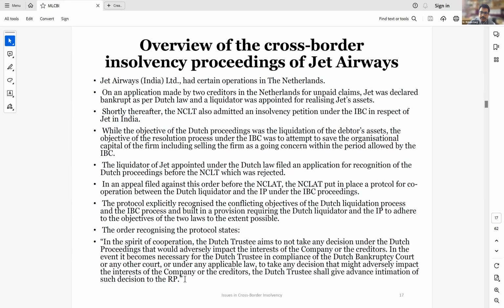So, in the spirit of cooperation, the Dutch trustee aims to not take any decision under the Dutch proceedings that would adversely impact the interest of the company or the creditors. In the event it becomes necessary for the Dutch trustee, in compliance of the Dutch Bankruptcy Code or any other code or under any other applicable law, to take any decision that might adversely impact the interest of the company or the creditors, the Dutch trustee shall give advance intimation of such decision to the RP.